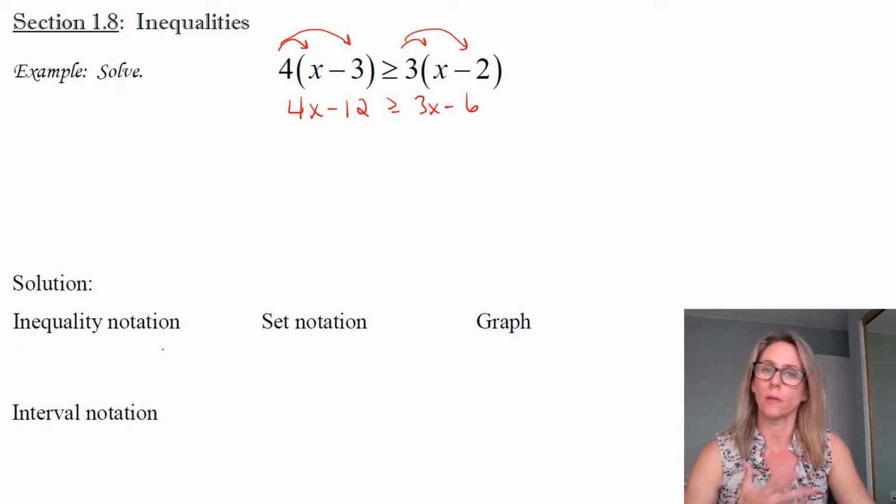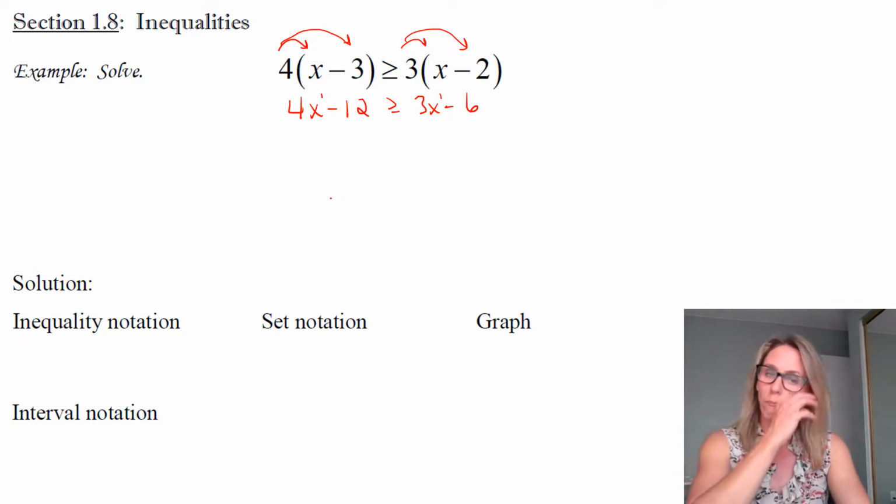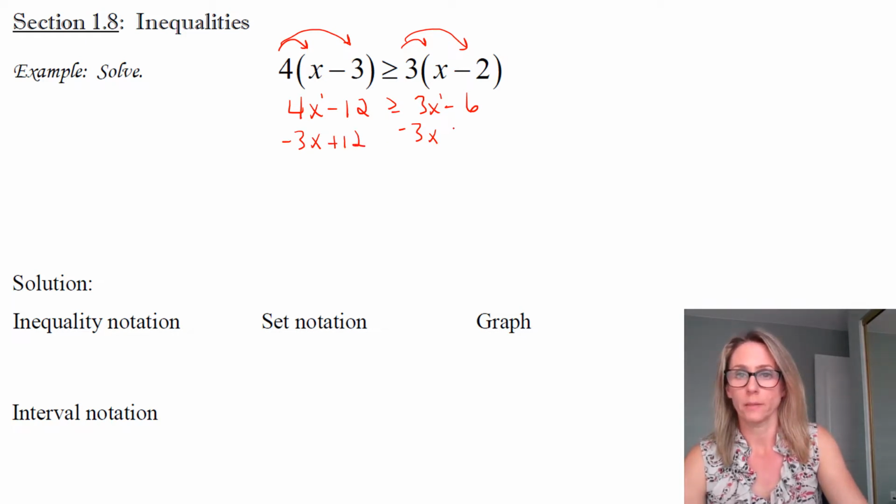And then we can really see that this inequality is linear because the highest degree of the variables is just 1. So in this case, my focus is going to be on, just like an equation, bringing everything that has an x to one side. If it doesn't have an x, I'm going to bring it to the other side. And I'll end up with x is greater than or equal to 6.